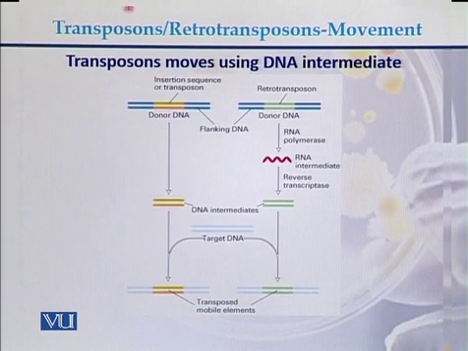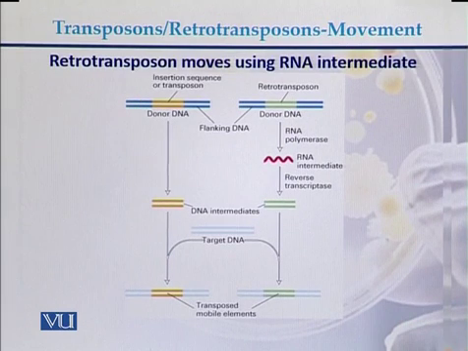Here is another example, or the diagram, showing how transposons move using a DNA intermediate. Here we can see that there is a donor DNA intermediate, and this DNA intermediate is integrated at another location. So this is an example of the movement of a transposon when there is a DNA intermediate.